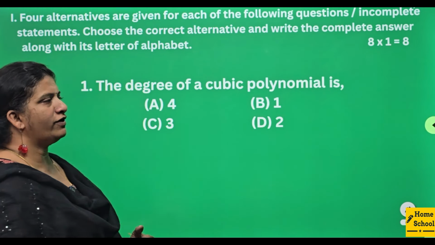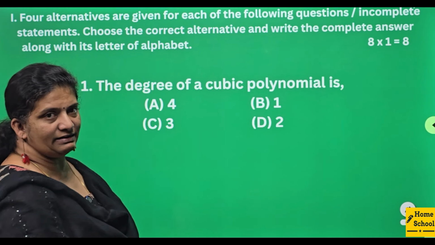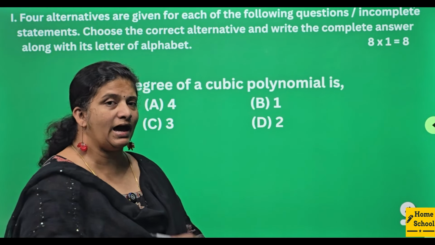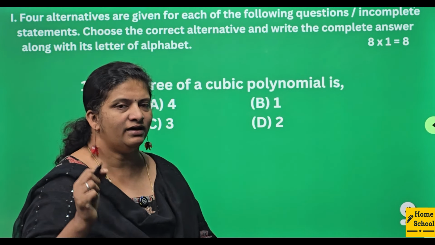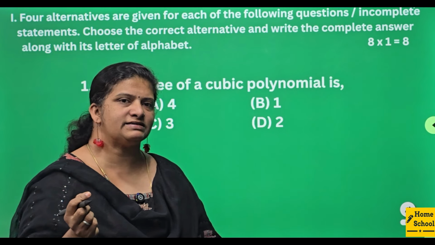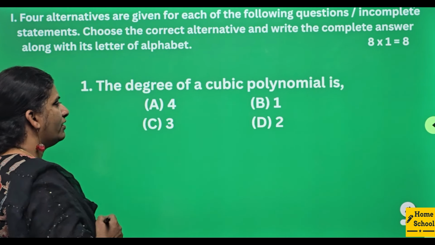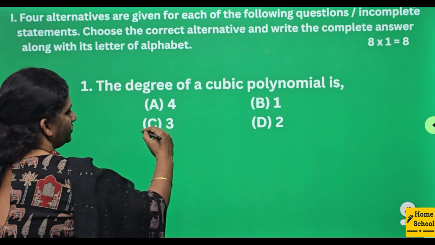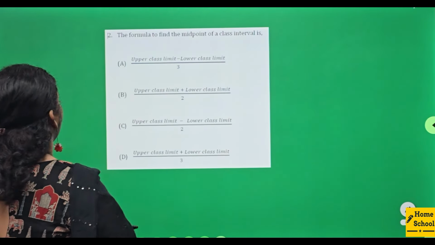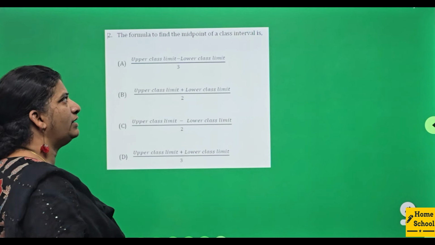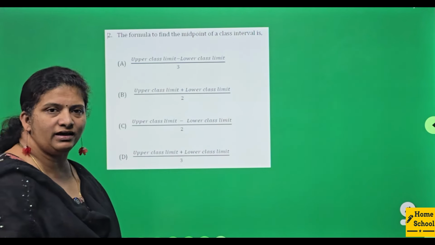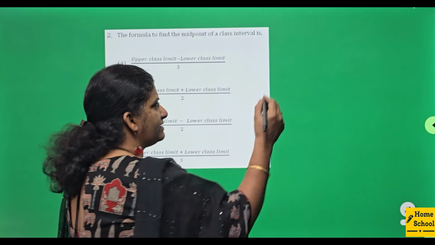First one, the degree of a cubic polynomial is... In a polynomial, the highest power is called the degree. If the degree is 3, then that is called a cubic polynomial. Here where is option 3? Option C.